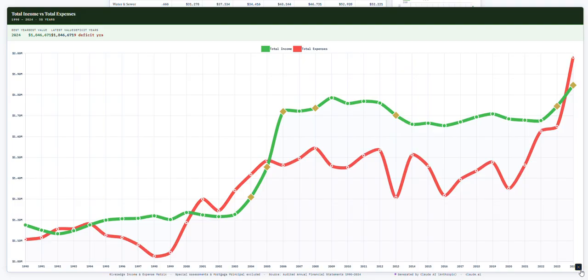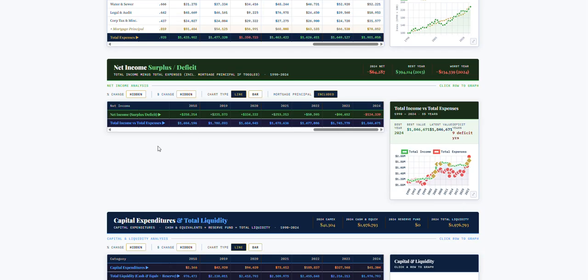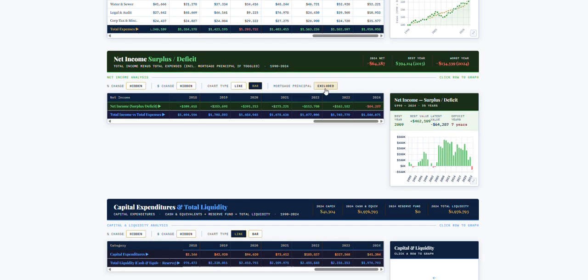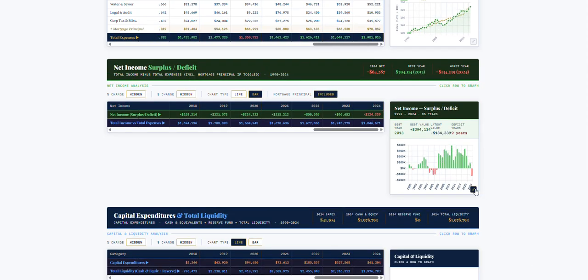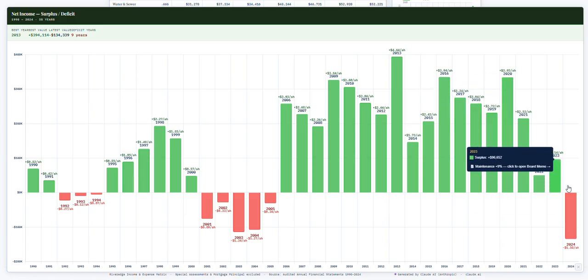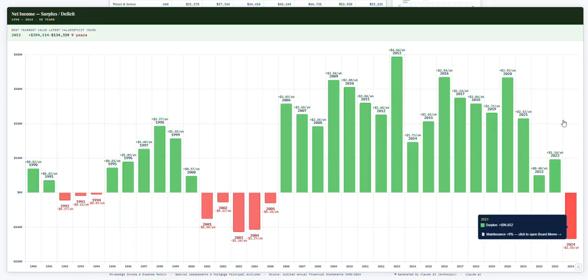Now, if you want to look at this from a different perspective, what you would do is look at the net income or loss in a bar chart form. And again, make sure that you include the mortgage principal. And there we have 2006, the largest surplus in the history of the co-op. And we have a number of very significant surpluses here for the next 19 years. A loss in the year 2024, but there were specific reasons behind that.